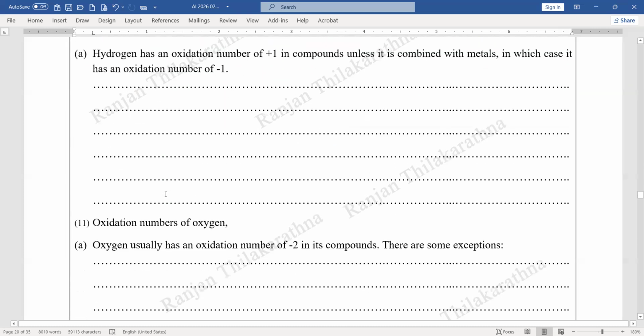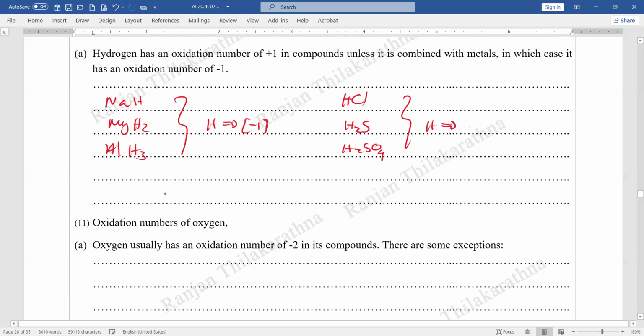The oxidation numbers of hydrogen. When hydrogen is bonded with a metal, it is always -1. When bonded with a non-metal, it is always +1. Like this, NaH, MgH2, AlH3, the oxidation number of hydrogen is -1. And when bonded with non-metals like HCl, H2S, H2SO4, the oxidation state of hydrogen is +1.